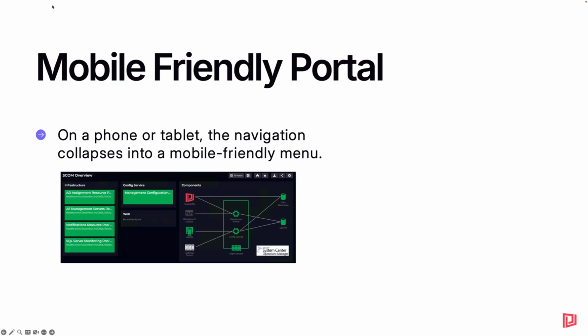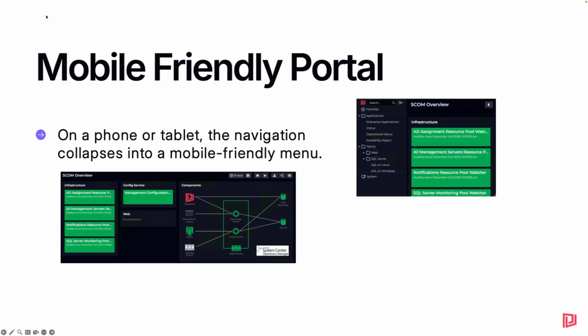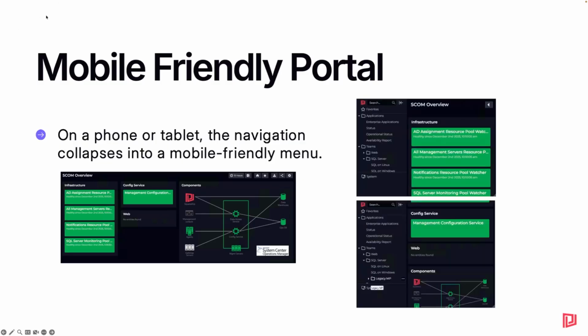Your tiles reflow to stack vertically in a readable way. Text scales appropriately, and the key actions remain accessible without needing to zoom in. You don't need to do anything to enable this, it just works. The next time someone on your team opens Dashboard Server on their phone, they'll get the mobile experience automatically. This is particularly valuable for on-call engineers, NOC teams who walk around, and anyone presenting dashboards to stakeholders on a tablet.